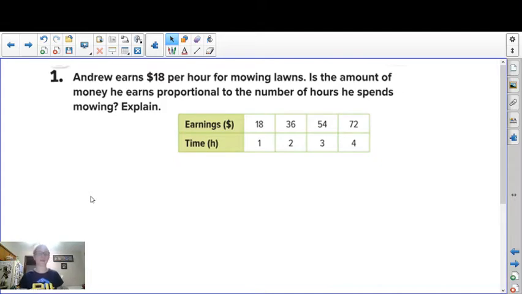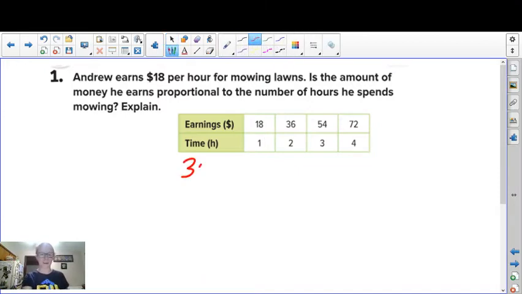Number 1, Andrew earns $18 per hour for mowing lawns. Is the amount of money he earns proportional to the number of hours he spends mowing? Explain. So first, we're going to start by simplifying everything and seeing if I can reduce down to an equivalent ratio. If I get equivalent ratios, then it is proportional. If I don't get equivalent ratios, then it is not proportional. So again, 18 over 1, that can't really simplify anymore, so we're going to leave that one alone.